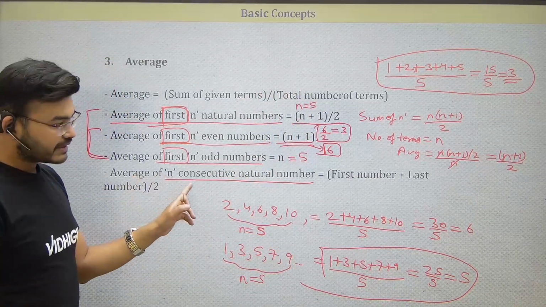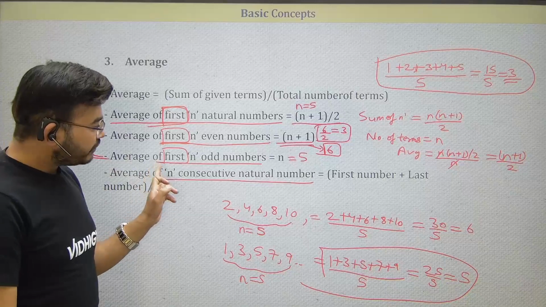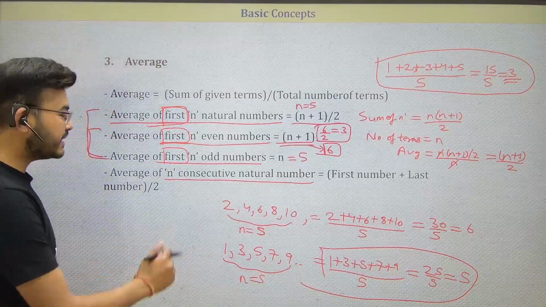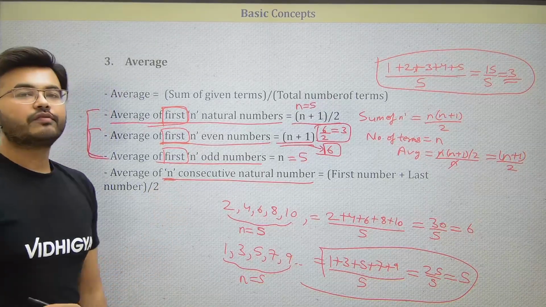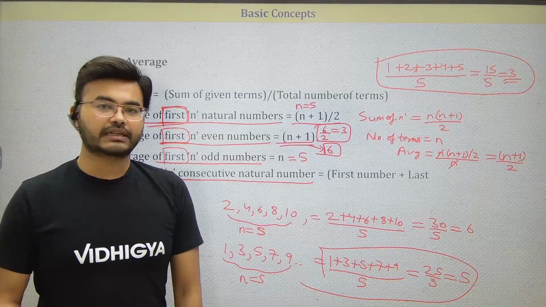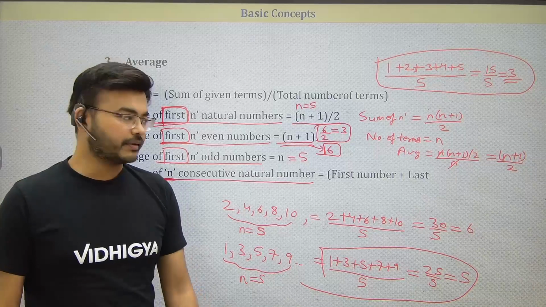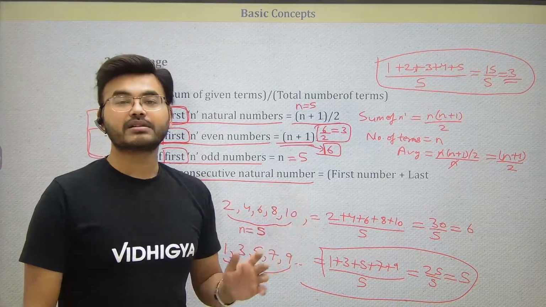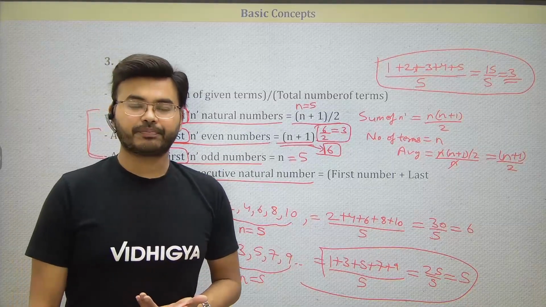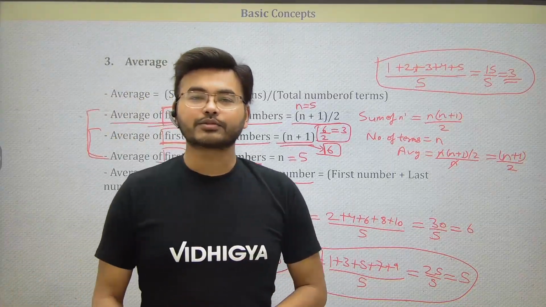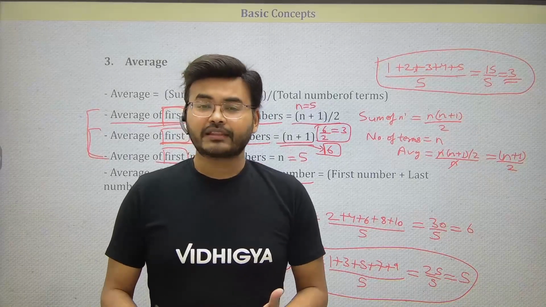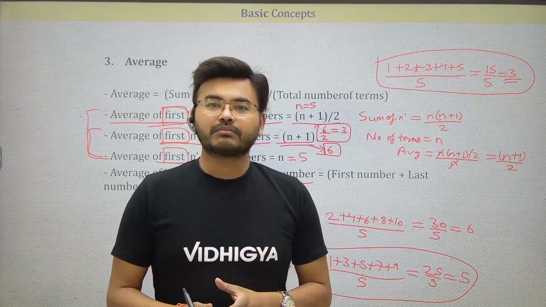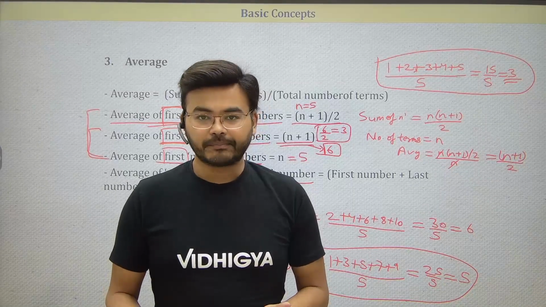But in the last case, it says average of n consecutive natural numbers. That means it doesn't need to start from the first natural number onwards. It can start from anywhere. The only catch is that all those natural numbers must be consecutive. Now, there is a myth associated with consecutive, and that is that consecutive numbers basically means that the difference between the two numbers must be one only.